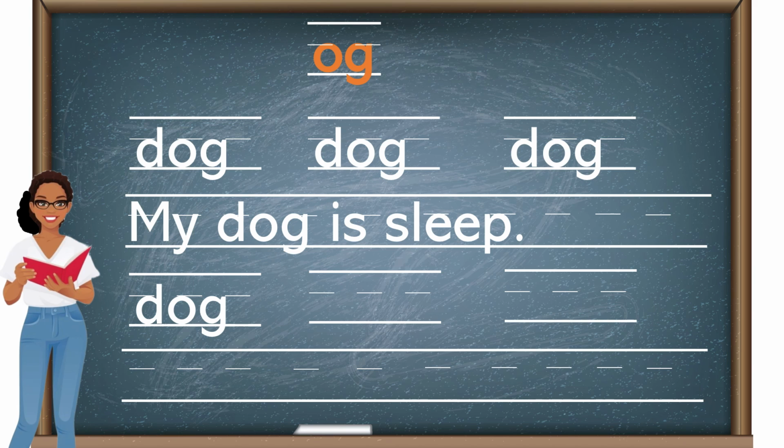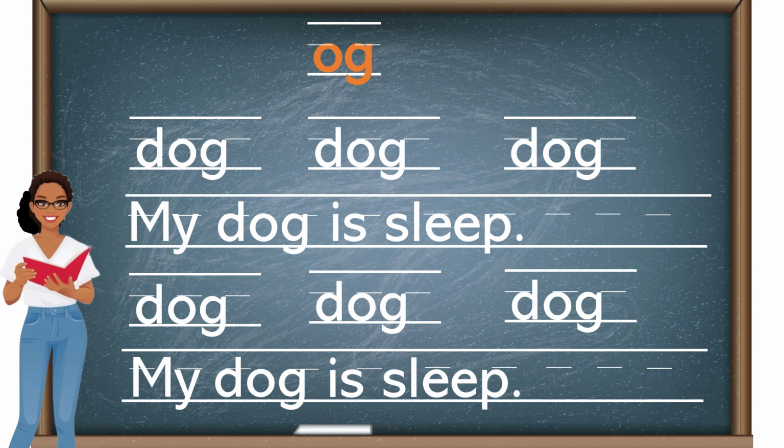D-O-G. Dog. Let's spell it again. D-O-G. Dog. One more time. D-O-G. Dog. Let's use it in a sentence. Do you know what goes here? Great job! Dog is sleep. My dog is sleep. Dog. D-O-G. Dog.